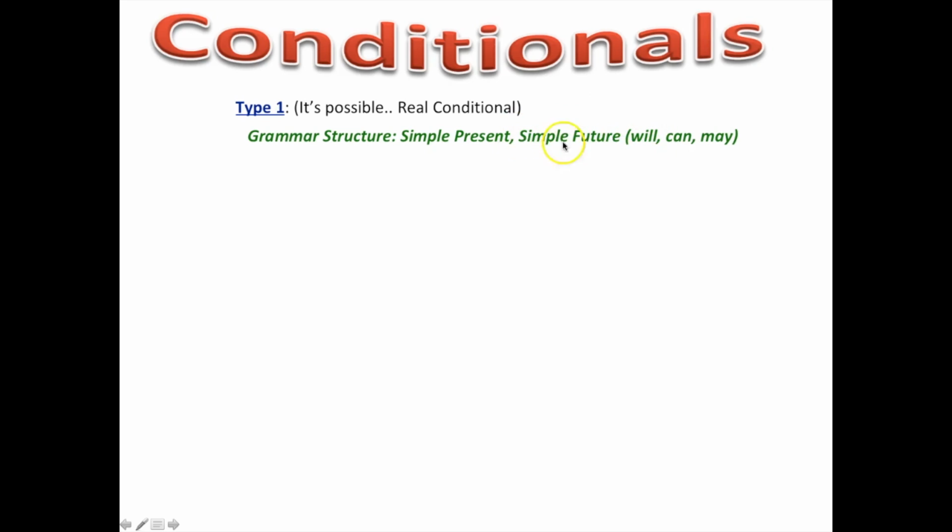And then in the simple future section, we can use will, can, and may. The first example that we have: if it rains, I will stay home. So here we have the section of the simple present. You see the third person singular here in the verb rains, and then we have the future with will. Or we can say, I will stay home if it rains.